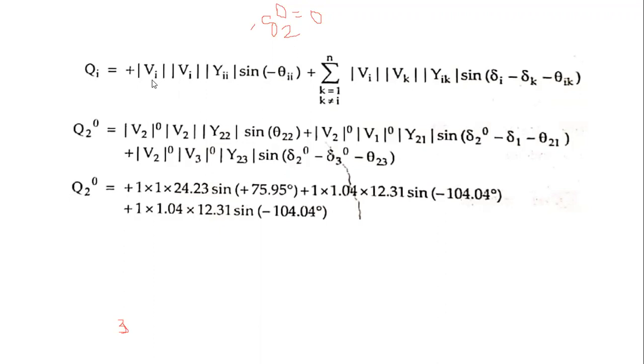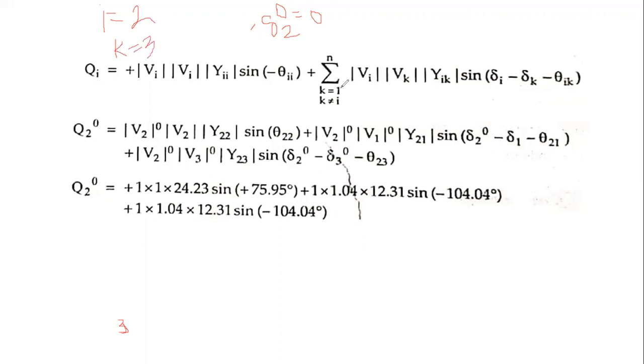Vi means I is equal to 2, and then k equal to 3.